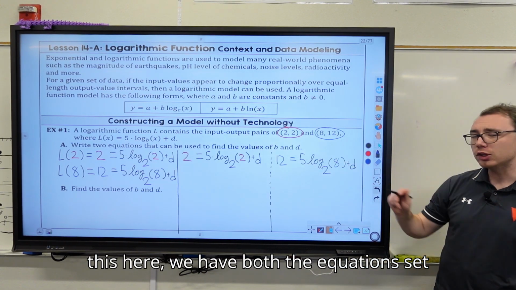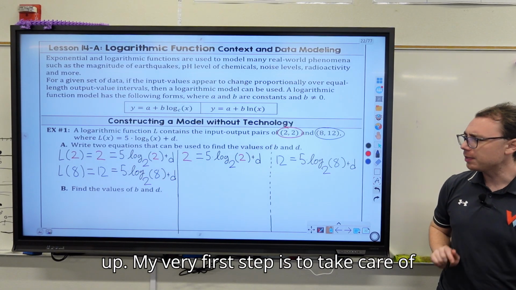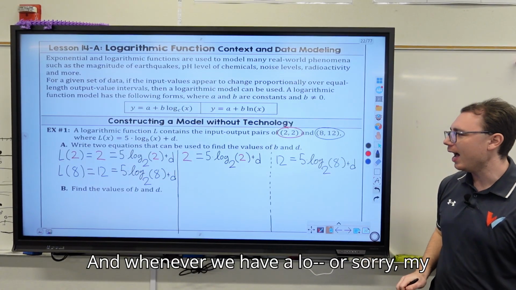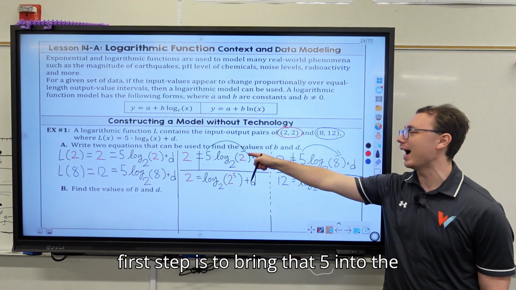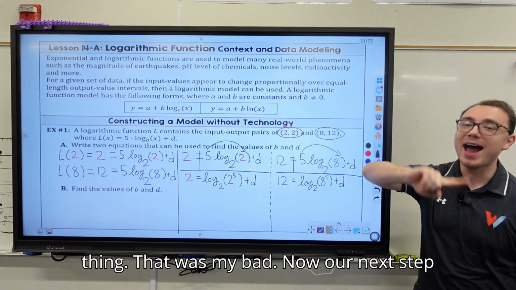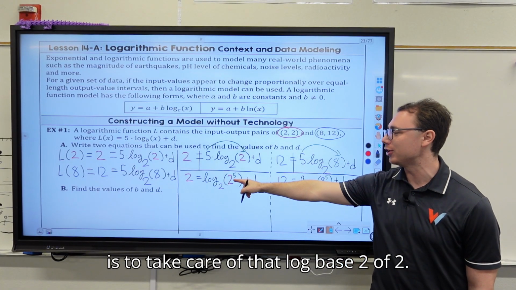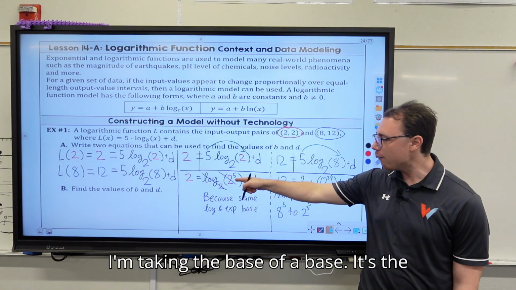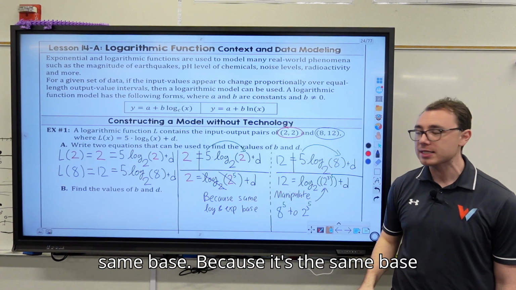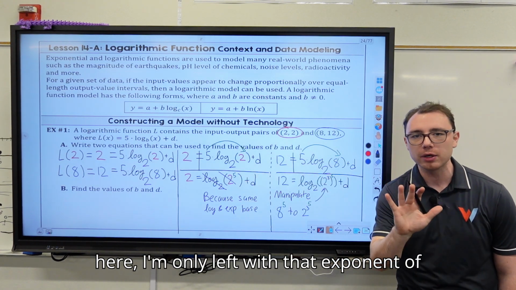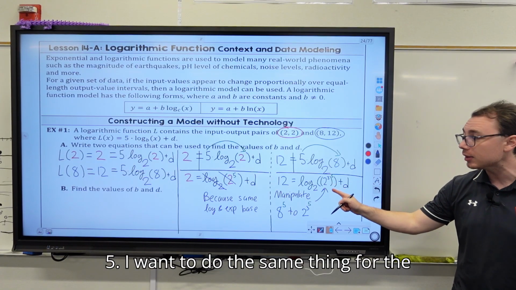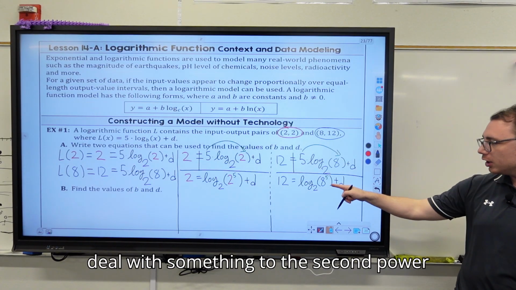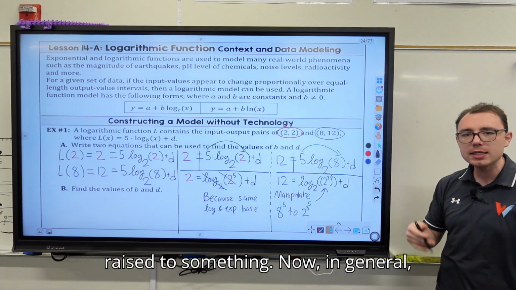For this here, we have both the equations set up. My very first step is to take care of that log base 2 of 2. And whenever we have a log, my first step is to bring that 5 into the thing. That was my bad. Now our next step is to take care of that log base 2 of 2. Notice what happens to those log bases. I'm taking the base of a base. It's the same base. Because it's the same base here, I'm only left with that exponent of 5. I want to do the same thing for the blue equation. I don't want to deal with that 8 to the 5th power. I want to deal with something to the 2nd power raised to something.